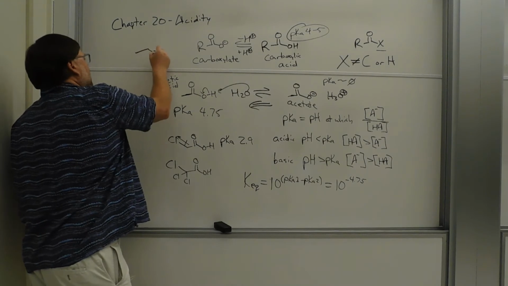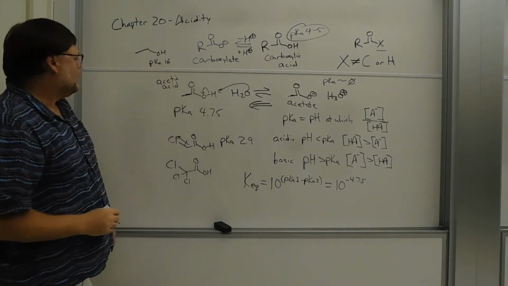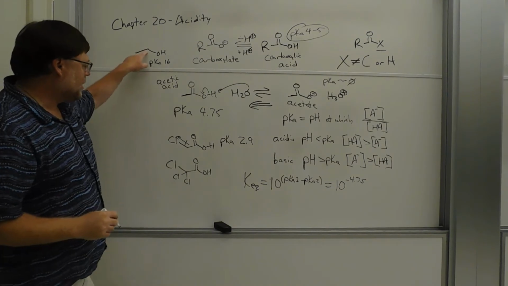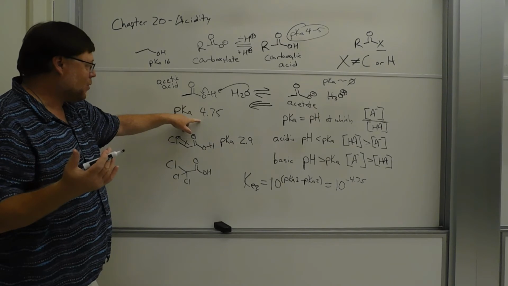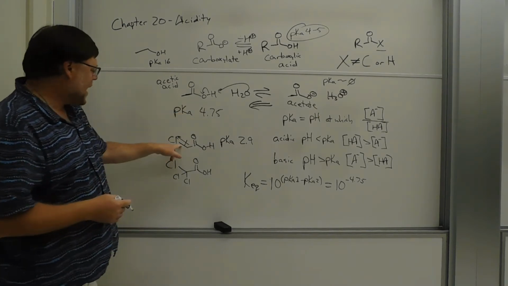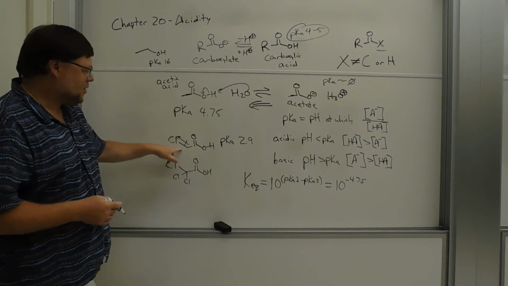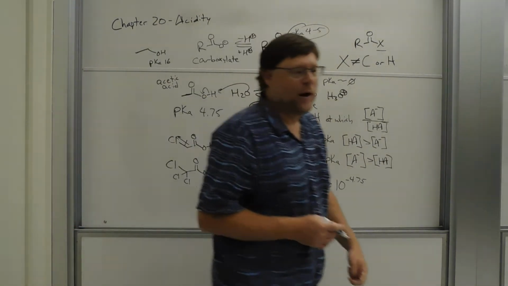Remember, ethanol has a pKa of 16. If you put a carbonyl on here, that makes the proton like 11 orders of magnitude more acidic. 11 orders of magnitude is a lot. If we add a chlorine to acetic acid, so this is chloroacetic acid, the pKa falls to 2.9.